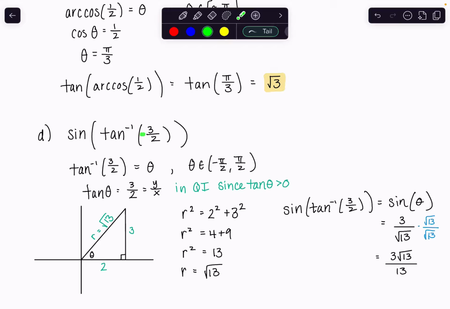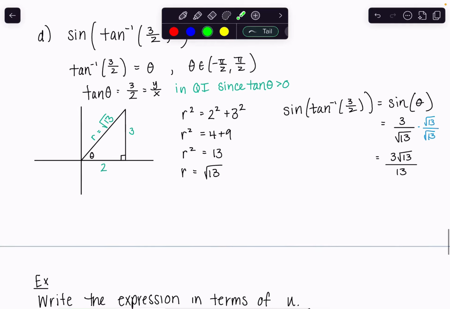If this was negative, that would just tell you, because of the output of the tangent function, that the angle would instead be in quadrant 4. So your x would be positive, but your y value would be negative. And so if you were finding sine of that angle, it would instead be negative 3 over root 13.